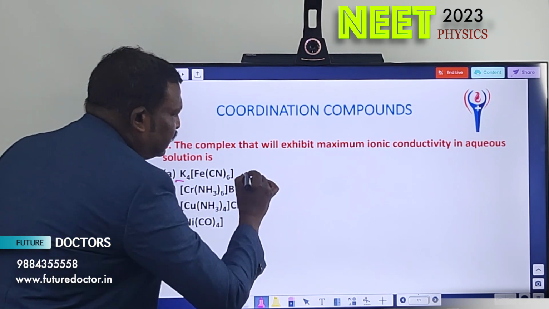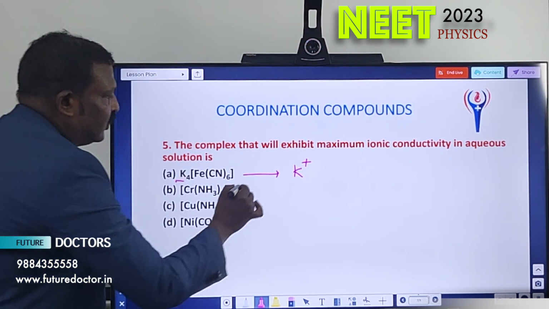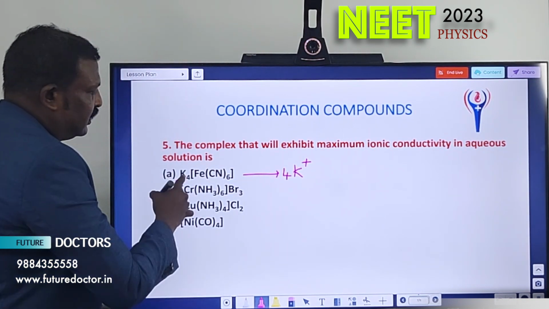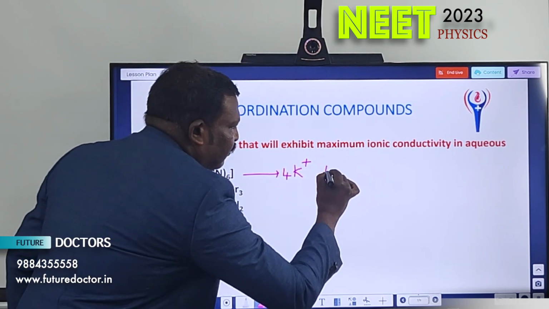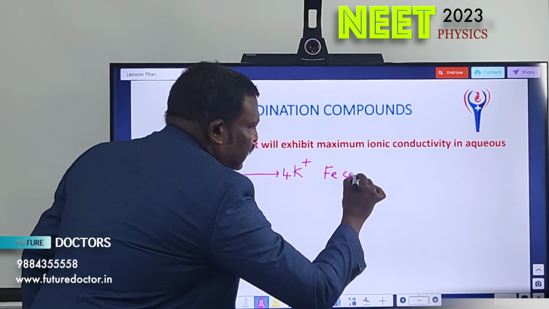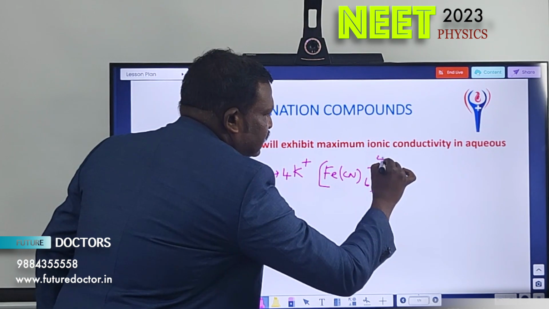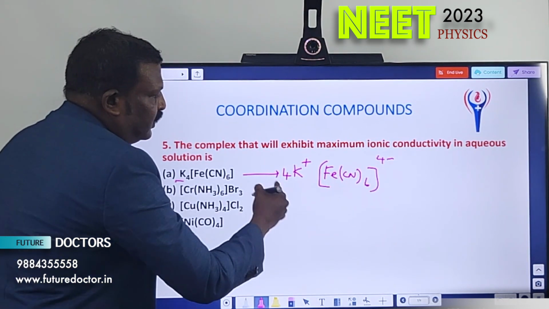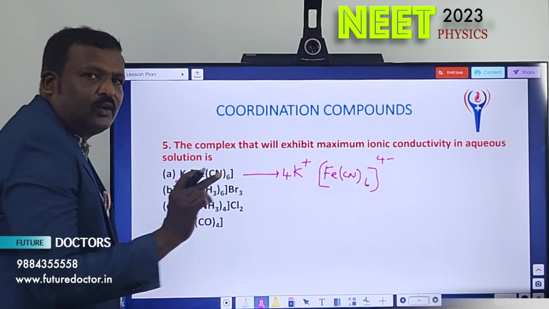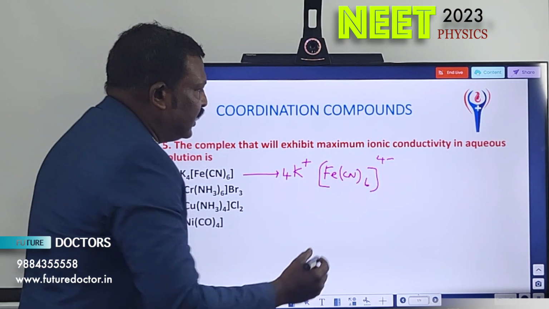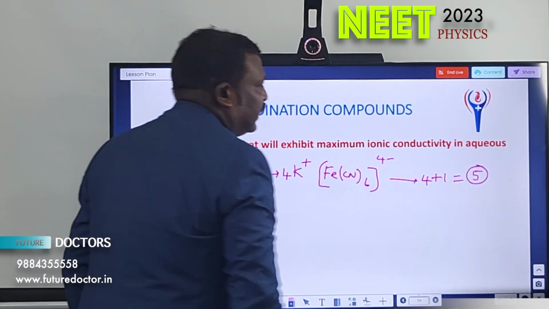K means what's the charge? K means K plus. Understood? Right. How many K plus? 4 times, so you put 4 in front of that. Then this is 4 plus, which means automatically this ferrocyanide will be 4 minus. So Fe(CN)6. Understood? Totally how many ions are produced? 4 potassium ions and 1 ferrocyanide ion. So 4 plus 1, 5. Understood? 5 ions are produced.